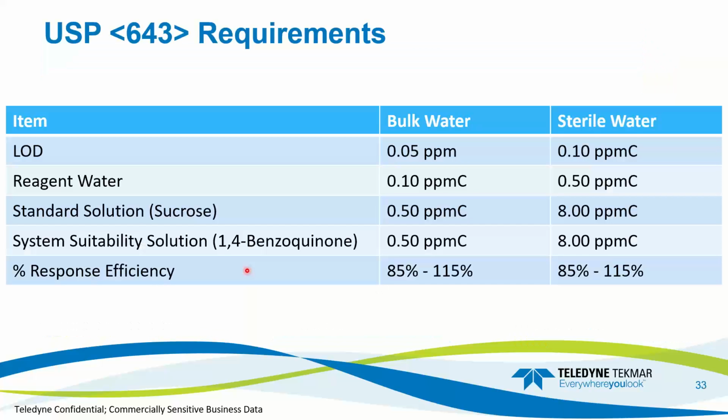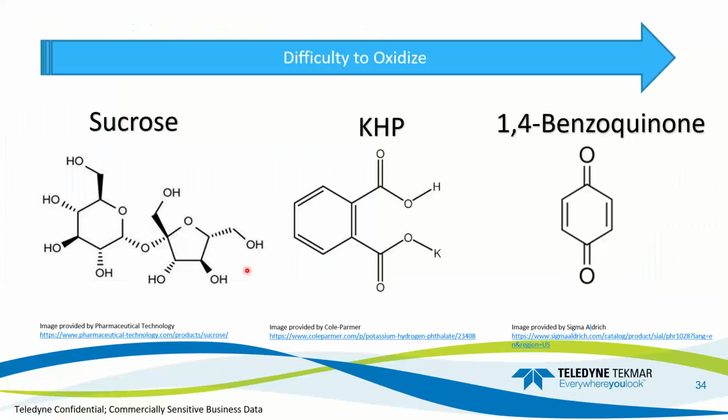Looking back at the screen, for these requirements to be met, we have to analyze a certain type of solutions: a sucrose solution, a benzoquinone solution, and a KHP solution. As we look at the screen, moving from left to right, we have difficulty of oxidizing compounds. Sucrose is very easy to oxidize. KHP is what we make all of our TOC standards from. And then it's a little bit more difficult to oxidize, which is 1,4-benzoquinone.